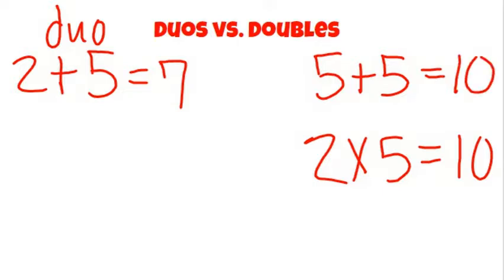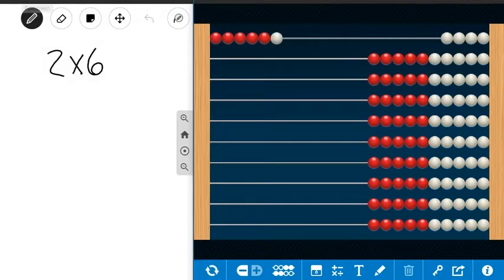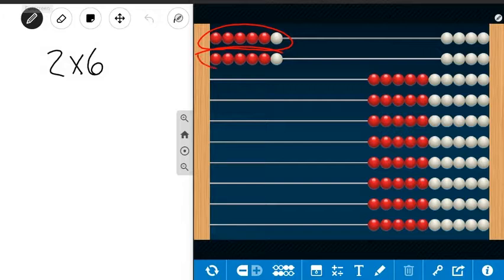So, let's look more at this practice of doubling using a rekenrek. So, doubling numbers. If I'm going to say I have 2 times 6, I'm saying that I have 6 2 times. So in the rekenrek, that would be 2 rows of 6. So here I have 6, and here I have 6. So essentially we're saying 6 plus 6, 6 plus one more group of 6. And that equals 12.